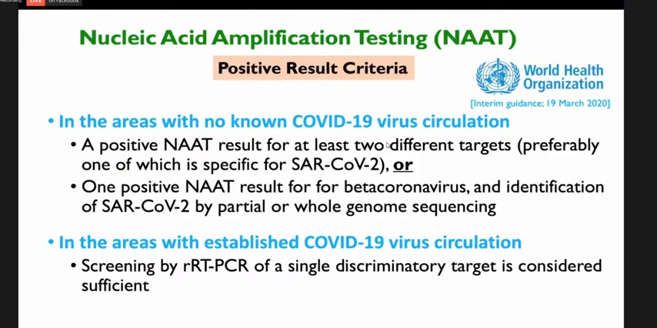Whenever a discordant result happens, the patient should be resampled, and if appropriate, the sequencing of the virus from the original specimen or of that from the amplicon generated from NAT should be obtained to provide a reliable test. Whereas in areas where COVID-19 virus is widely spread, a simpler approach can be adopted in which the screening by RT-PCR of a single discriminatory gene is considered to be sufficient.